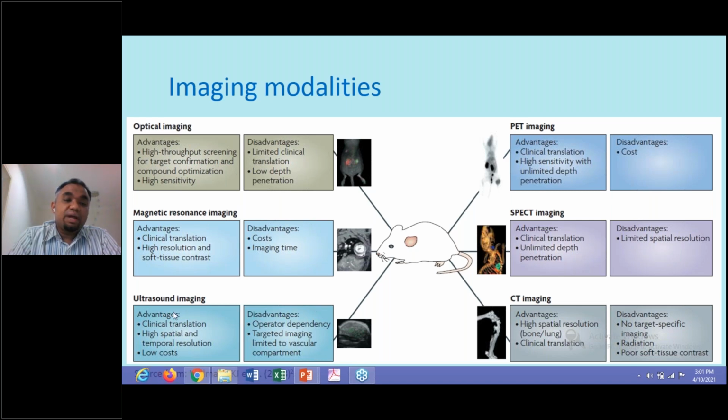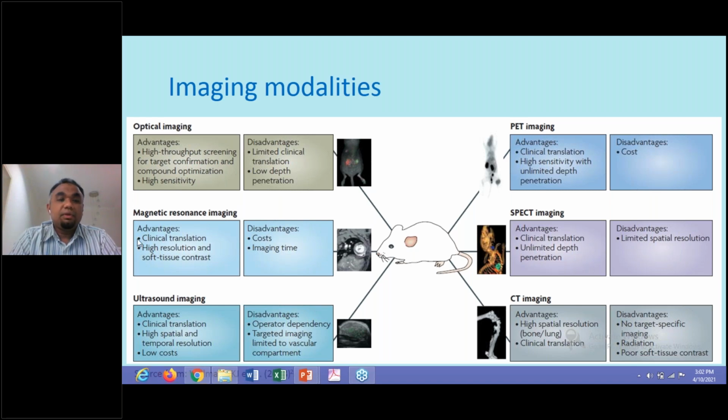On the aspect of ultrasound, I think it's similar to what was presented by the previous speaker. The advantages are high spatial and temporal resolution with low cost. However, because it depends on operator skills, subjectivity of the images can occur, and targeted imaging is limited to the vascular component.